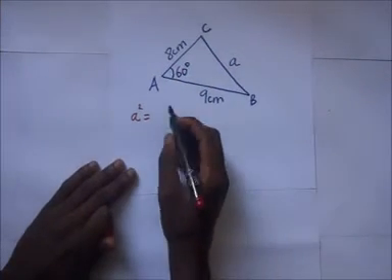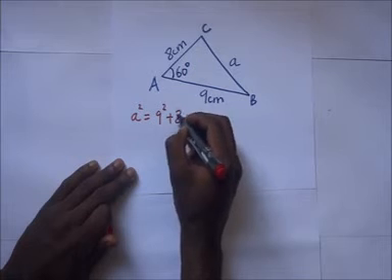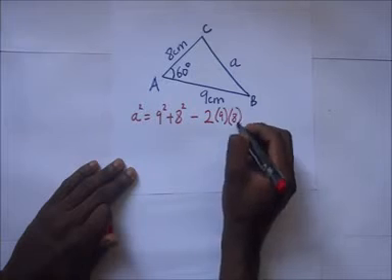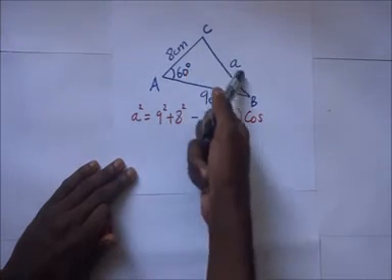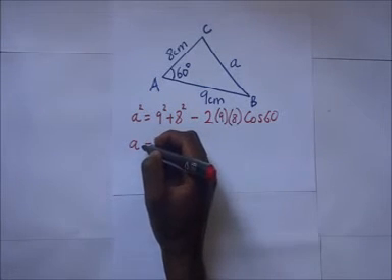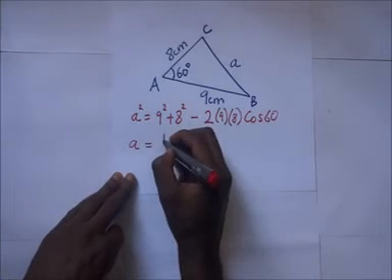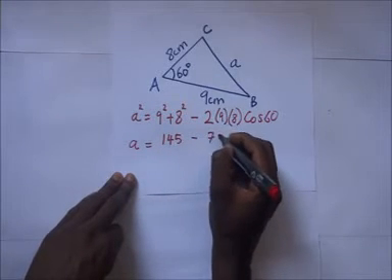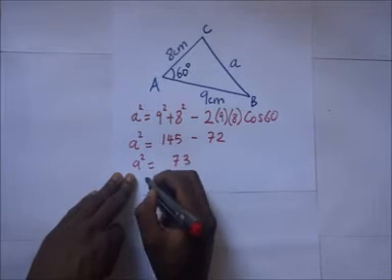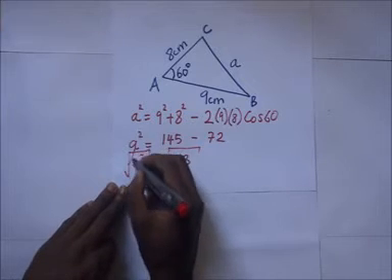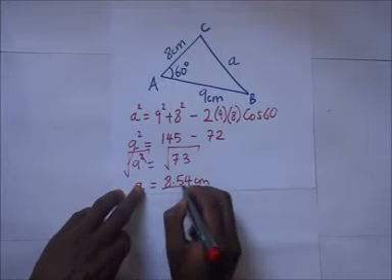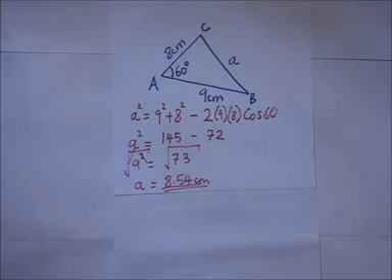So it's going to become A squared equal to 9 squared plus 8 squared minus 2 times 9 times 8 times the cosine of the angle opposite A, which is 60. And we go ahead and find the value of A by computation. We shall get 145 minus 72, so A squared is going to give us 73. When we find the square root on both sides, we'll get our value of A. That's our answer. Let's look at the next example.